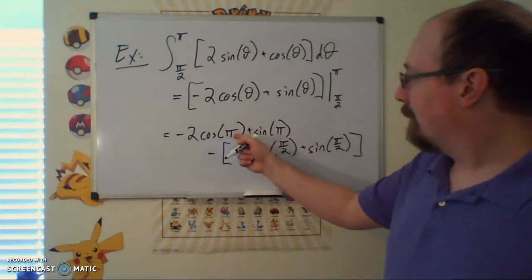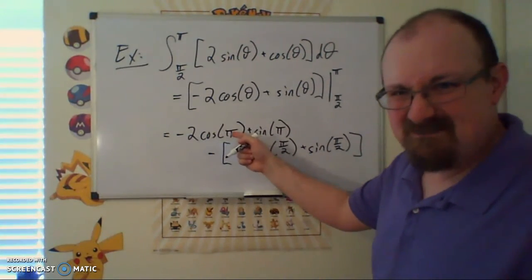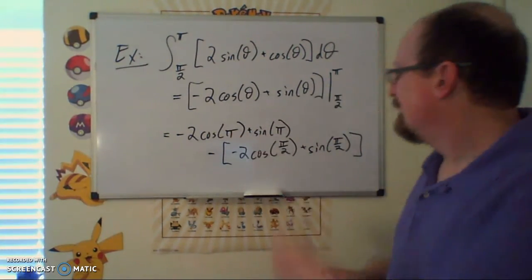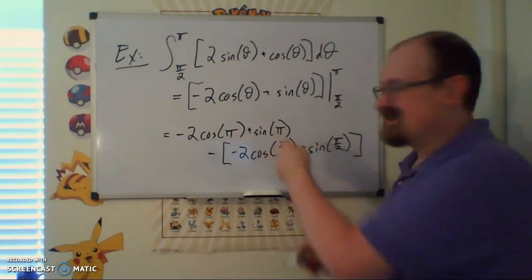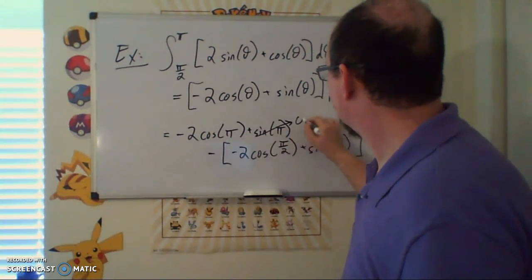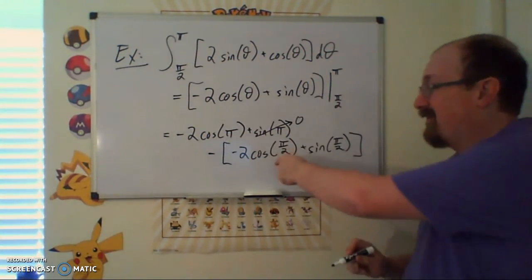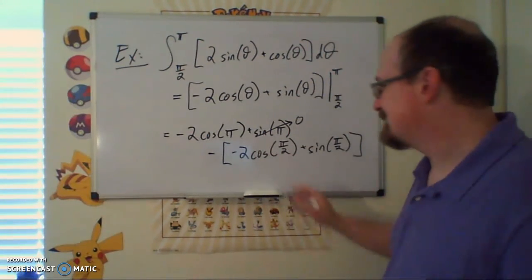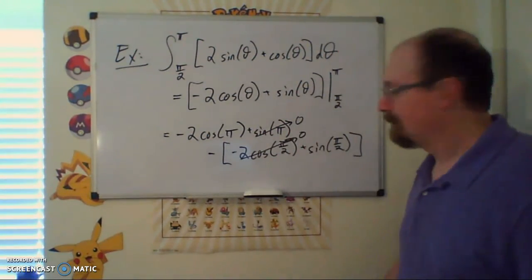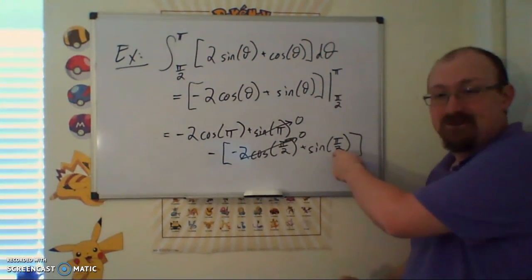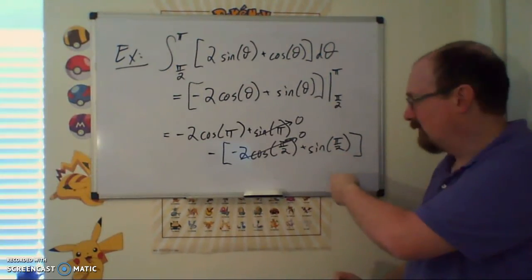Anyway, so the cosine of pi is negative 1. I'll fill that in a minute. The sine of pi is 0. He goes poof. By the same token, the cosine of pi over 2 is 0. He goes poof. And then the sine of pi over 2 is just 1.